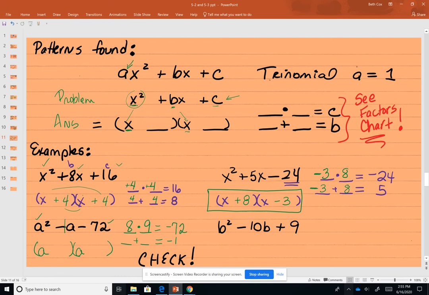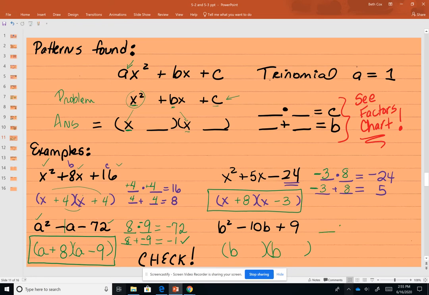Okay, if I do 8 minus 9, I get negative 1. So that's going to be plus 8 and a minus 9. And that's my answer. You can check it. All right. I'm not going to use my chart this time. We'll see if you can go to your times tables and do it.